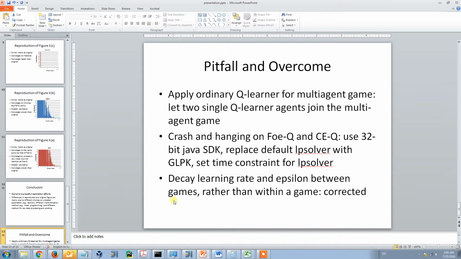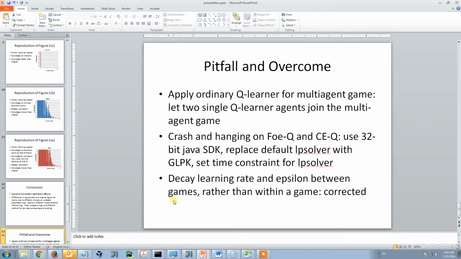Here are several examples of problems and where our work comes in. First, I had to figure out how to apply a single-agent ordinary Q learner to a multi-agent game. And second, initially my foe Q and CE-Q crashed a lot, and later on I figured out to use a 32-bit Java SDK and replace the default LP solver with GLPK. And also I set up the time constraint for the LP solver.